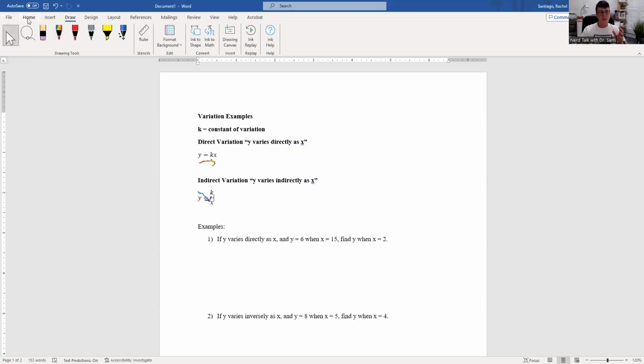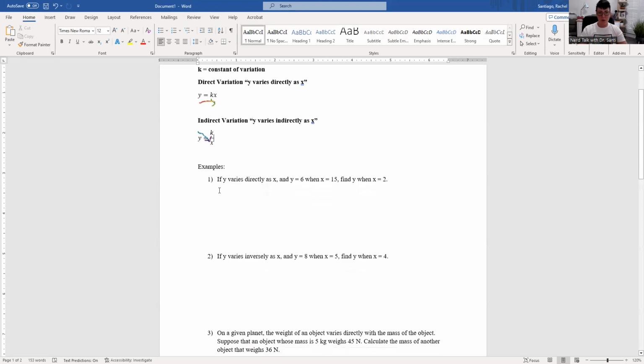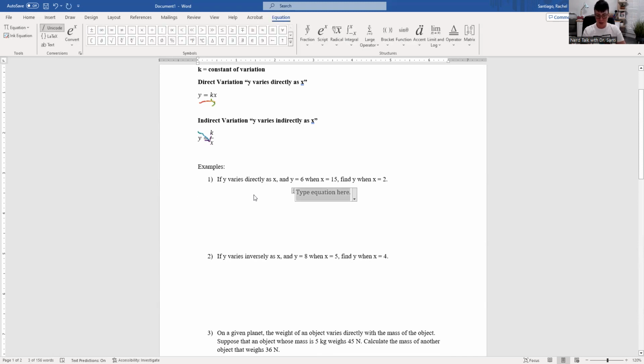So let's actually see this in action. Problem number one. If y varies directly as x and y is equal to 6 when x is 15, time out, right? We don't go any further. We were given y and x, that pair, which means we can solve for the constant of variation. So that's where we're going to begin. Let's input our values. Because y varies directly as x, our formula is y is equal to k times x.